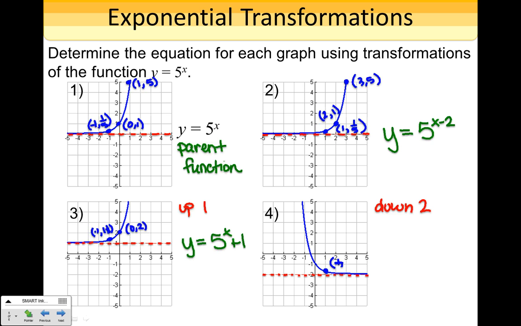Oh, eraser's not working. All right, well, my eraser's not working, but we can see that it flipped sides. Also, our point that was at 1, 5, is now at -1. Okay, it still goes 5 up from the asymptote, but it's now on the other side of the y-axis. So this was flipped. Okay, we had a reflection across the y-axis. So now we have y equals -5 to the x minus 2. So that negative on the outside flips it across the y-axis, and the -2 moves it down.